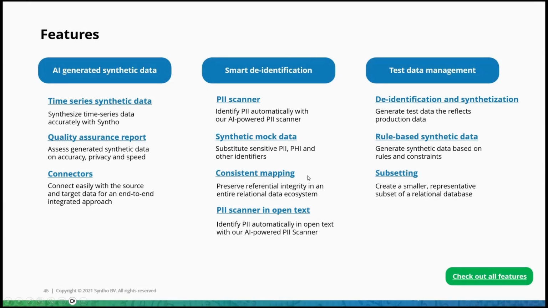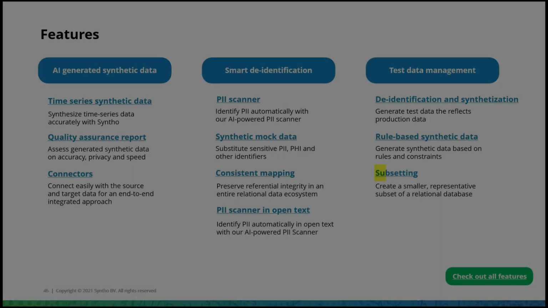For test data management, you can benefit from both de-identification and AI-generated synthetic data. Additionally, rule-based synthetic data allows you to generate data from scratch based on specific business rules and constraints relevant to your organization. Another important part of test data management is subsetting, which allows you to create referentially intact subsets of your database. This is particularly useful when working with extremely large databases in production settings. Subsetting enables you to shrink your database to a smaller size while maintaining referential integrity, preserving its value for testing.